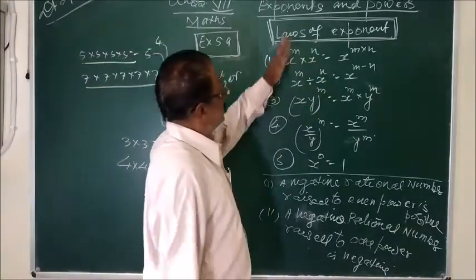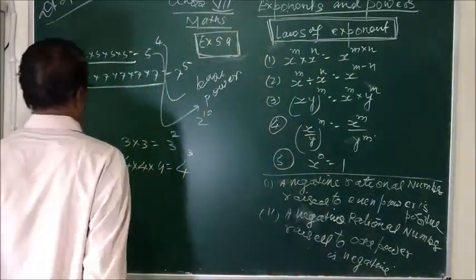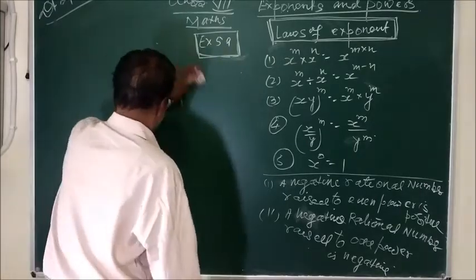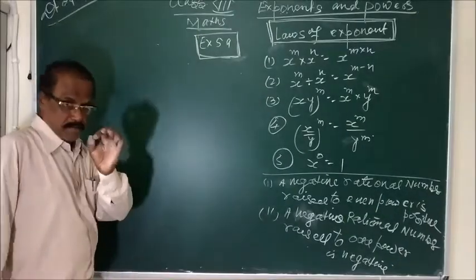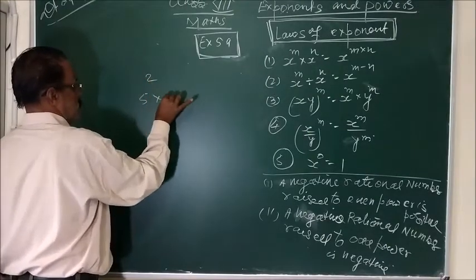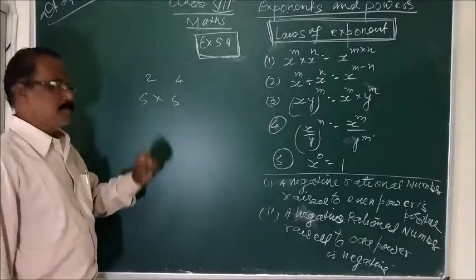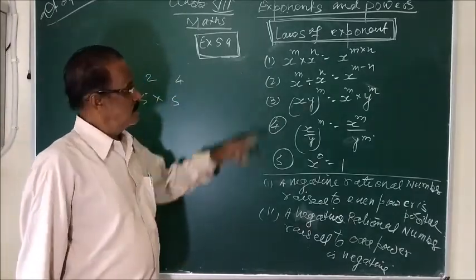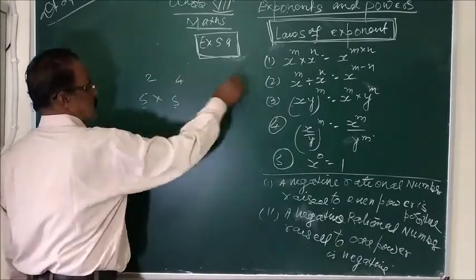नाउ यू सी दीज आर द लॉज ऑफ एक्सपोनेंट। ये इसके रूल्स हैं और इसको याद रखना चाहिए, एंड दिस विल बी यूजफुल टू सॉल्व योर क्वेश्चन। Suppose I explain every rule with an example. Suppose 5 square into 5 power 4. So this 5 is the base and powers are 2 and 4. So which rule will you use to solve? Rule number 1. Because bases are equal and powers will be added.